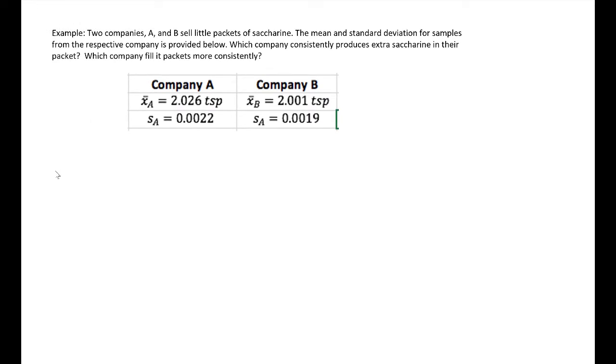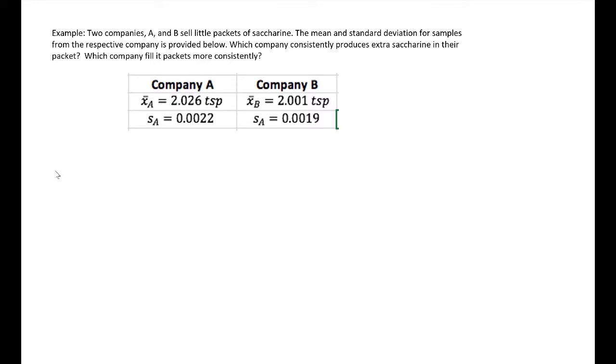Okay. So once again, standard deviation is a measure of how compact or how spread out your data values are. So here's the application of it. Two companies, A and B, sell little packets of saccharin, fake sugar. The mean and standard deviation for the samples from the respective companies is provided below. Which company consistently produces extra saccharin in their packet? Which company fills its packets more consistently?